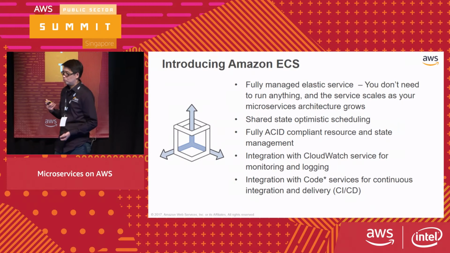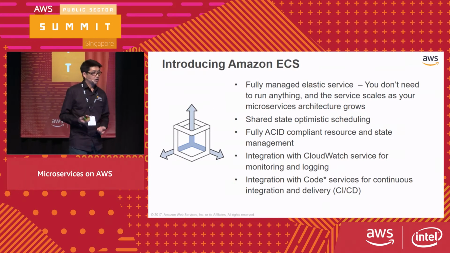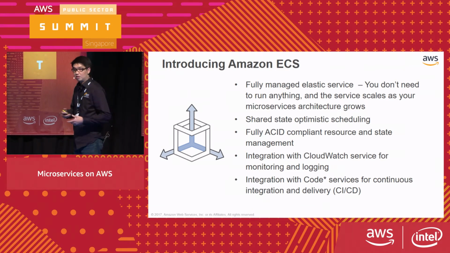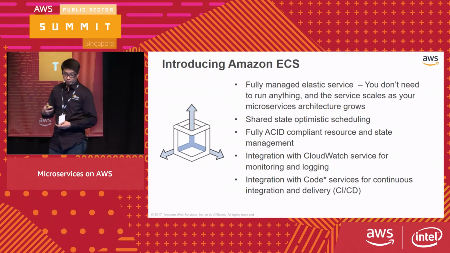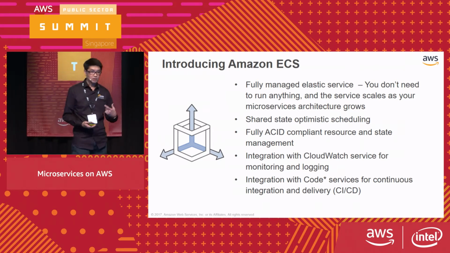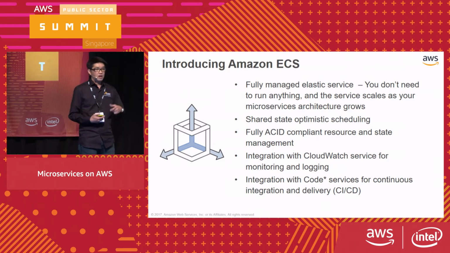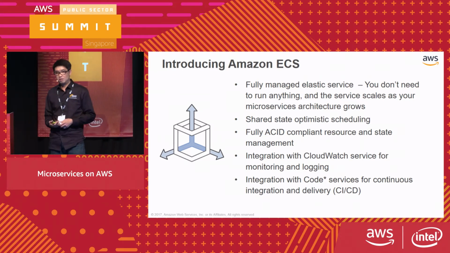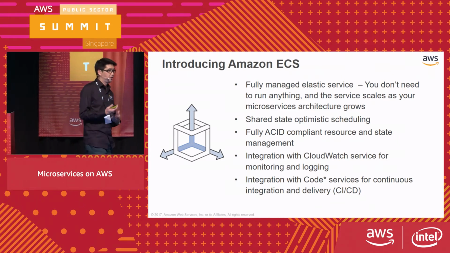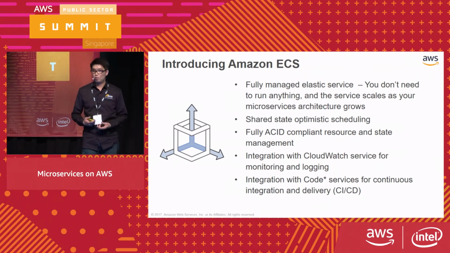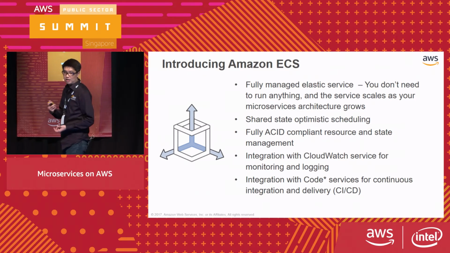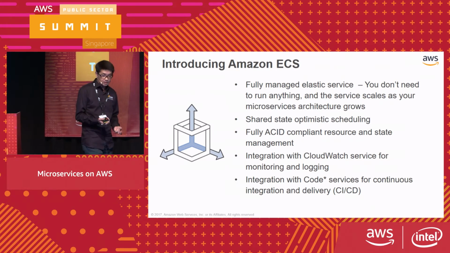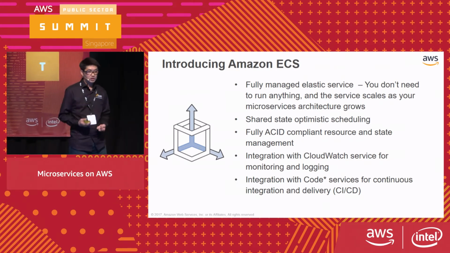So let me introduce you to Amazon ECS. It is a fully managed elastic service. You practically do not need to run anything. The service scales accordingly to your microservices. You have something called shared state optimistic scheduling. There has been interesting research in terms of the different scheduler types which are more efficient. So we found out that the shared state optimistic scheduling is one of the more efficient schedulers that we have. It is fully ACID compliant on resource and state management.